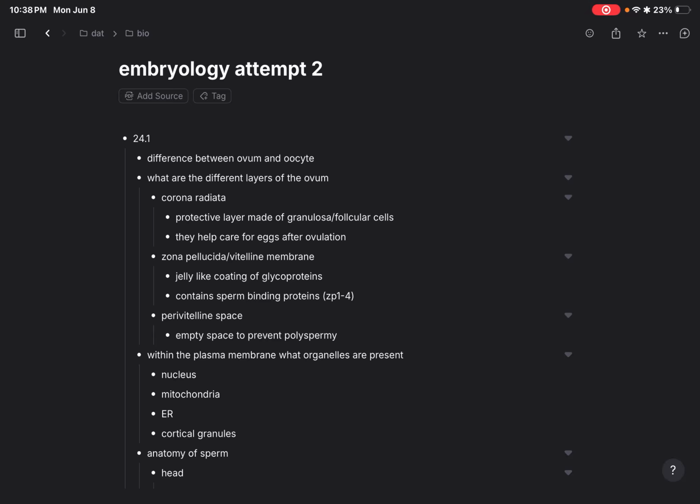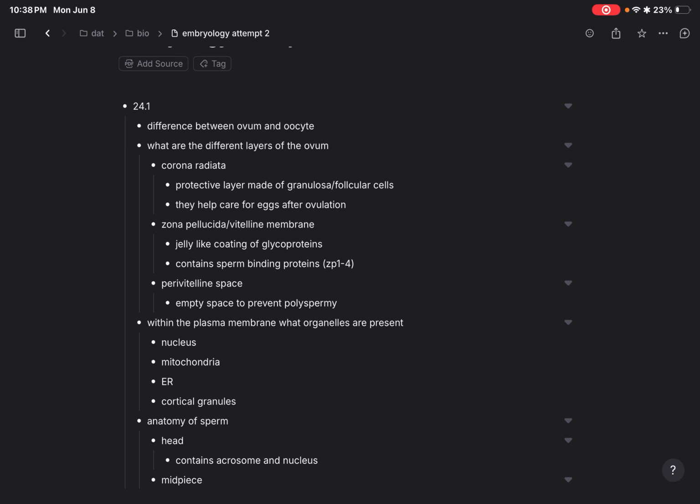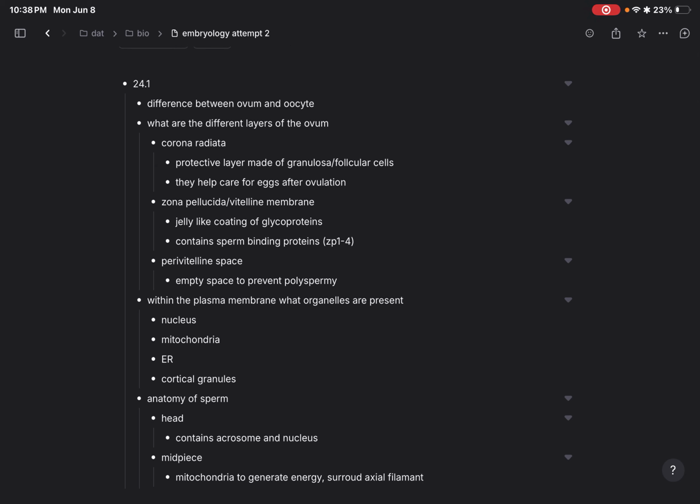Yeah, so what are the different layers of the ovum? The most superficial outer layer will be the corona radiata, so this is the outermost. Because it's the outermost, it'll be the protective layer, and it'll be made up of granulosa / follicular cells. This is what we were talking about, the follicle being developed in the menstrual cycle alongside the egg. And it'll help care for the egg after ovulation. So corona radiata: cares for eggs after ovulation, made up of granulosa and follicular cells.